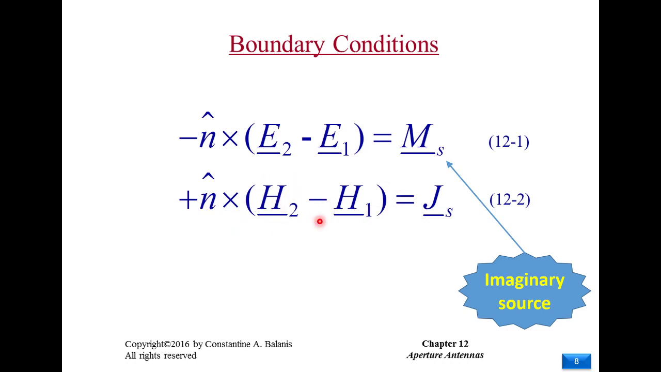H2 is outside, H1 is inside. We are writing the total field, but because it's a cross product with N, the only part that's going to be used is the tangential component of the fields. Again, this is a real source and this is an imaginary source. Nothing physically is called magnetic current.